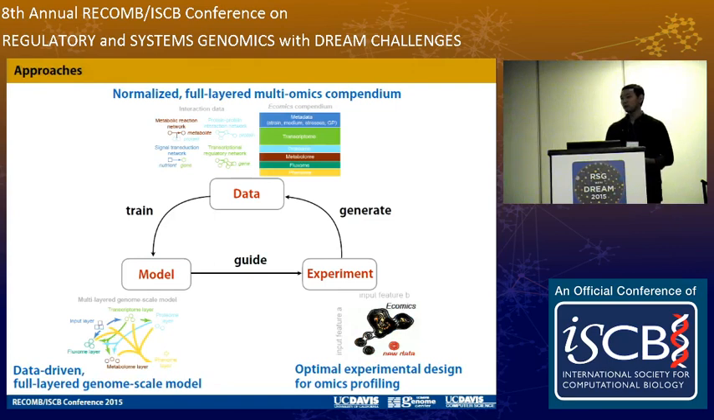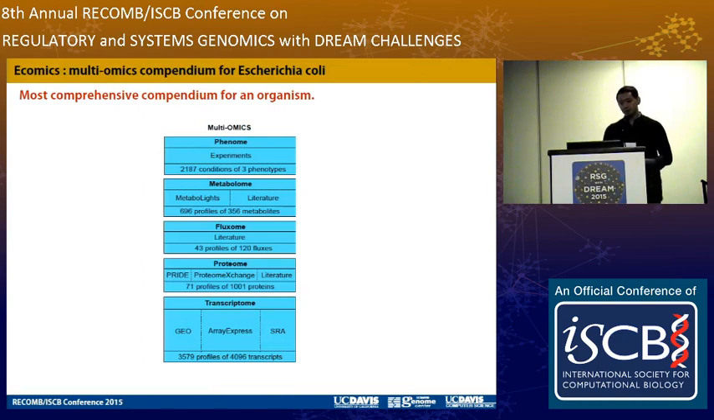So here, we propose to build a normalized full-layered multi-omics compendium that ranges from the transcriptome, proteome, metabolome, fluxome, as well as phenome data. Once we build that, we build a genome scale model that integrates all those layers. After that, we go into how we are going to add a new experiment for refining the model based on optimal experiment design, specifically designed for omics profiling to improve the model performance.